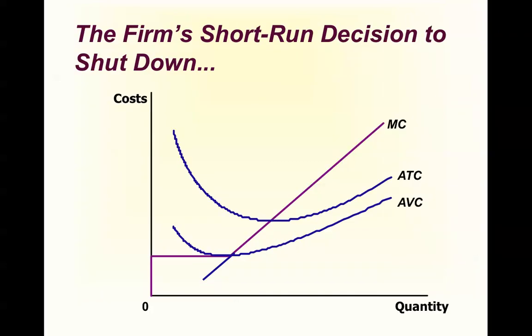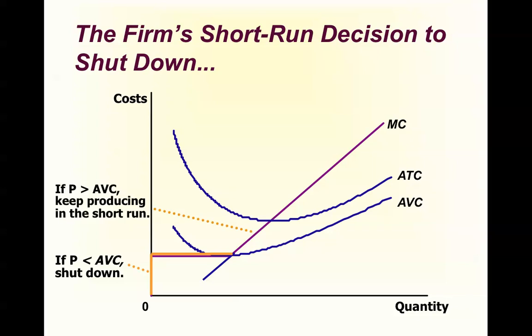Okay, firm short-run decision to shut down. As you can see from the graph there, if price is less than average variable cost, the firm cannot pay its workers, it shuts down, a temporary decision. If price is greater than average variable cost, keep producing in the short run. If price is greater than ATC, keep producing at a profit.